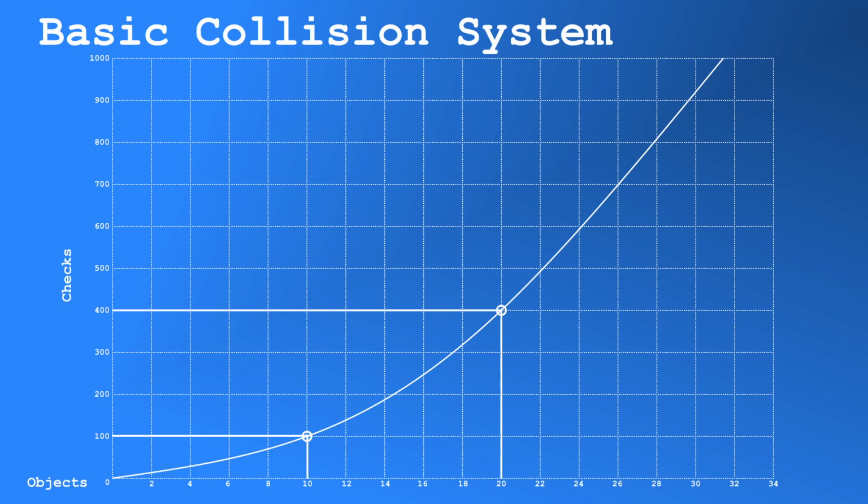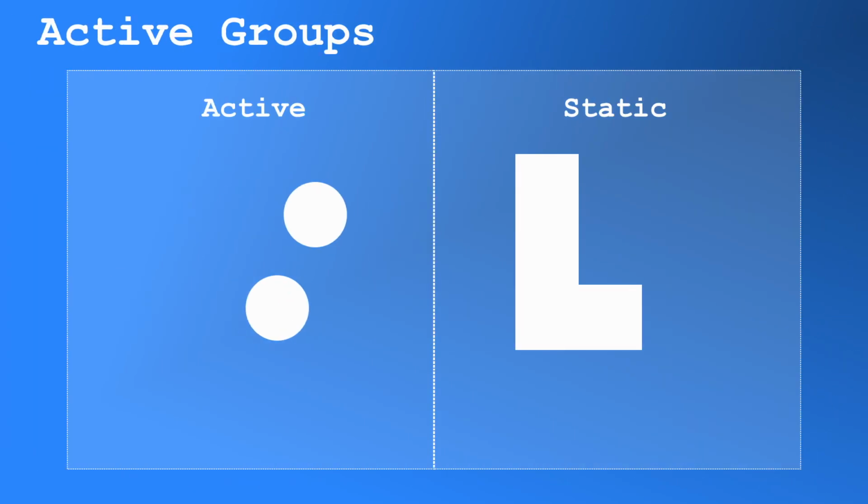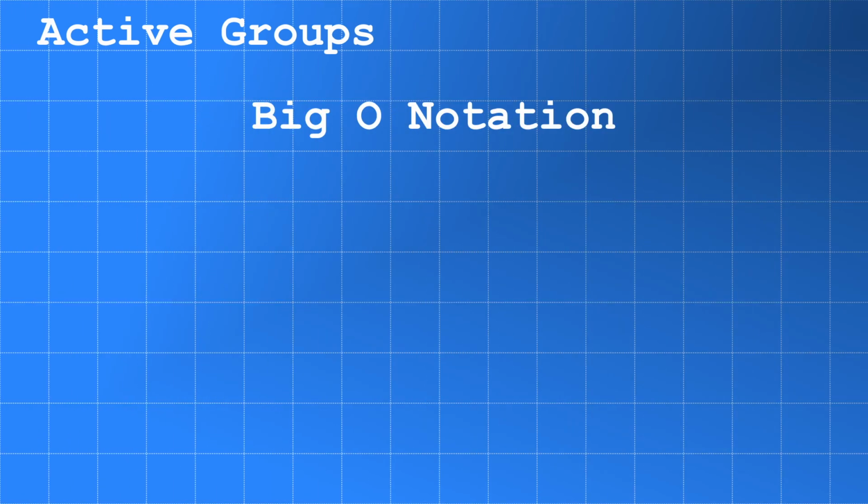Luckily, there are a number of ways to improve this. For example, splitting objects into active and static groups. Static objects don't change between frames, so once they've calculated their collisions, they don't have to do it again. This would mean the number of operations O is equal to the number of active objects A squared plus the number of static objects B times by the active objects. This can improve things greatly, depending on the split between active and static objects.